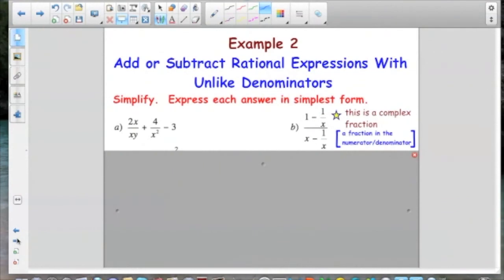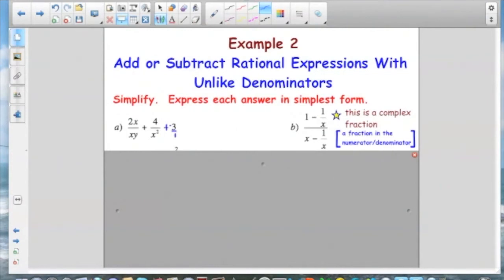Now we're moving on to expressions that do not have a common denominator. So they're different from each other. So when I look at this question, I would make that into a fraction. Let's make that a plus and a minus.